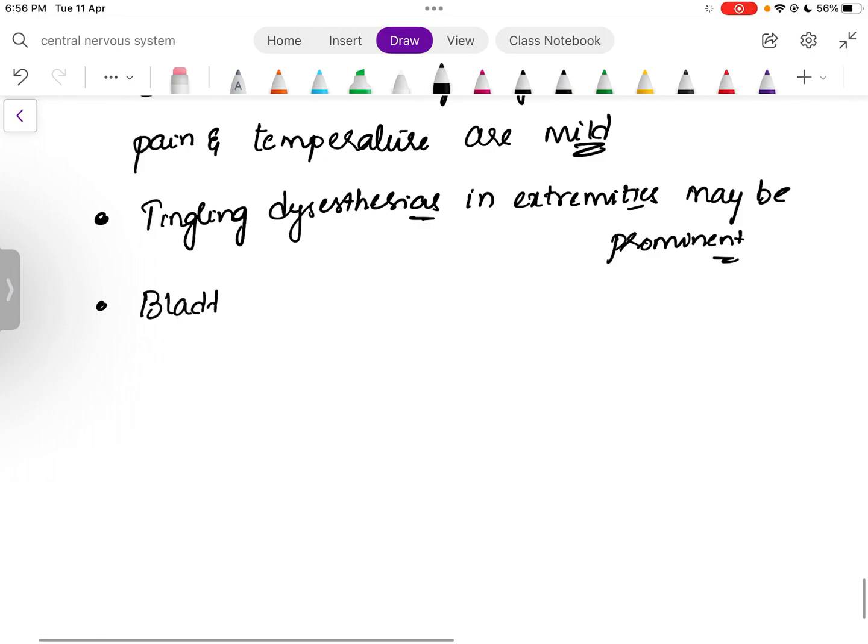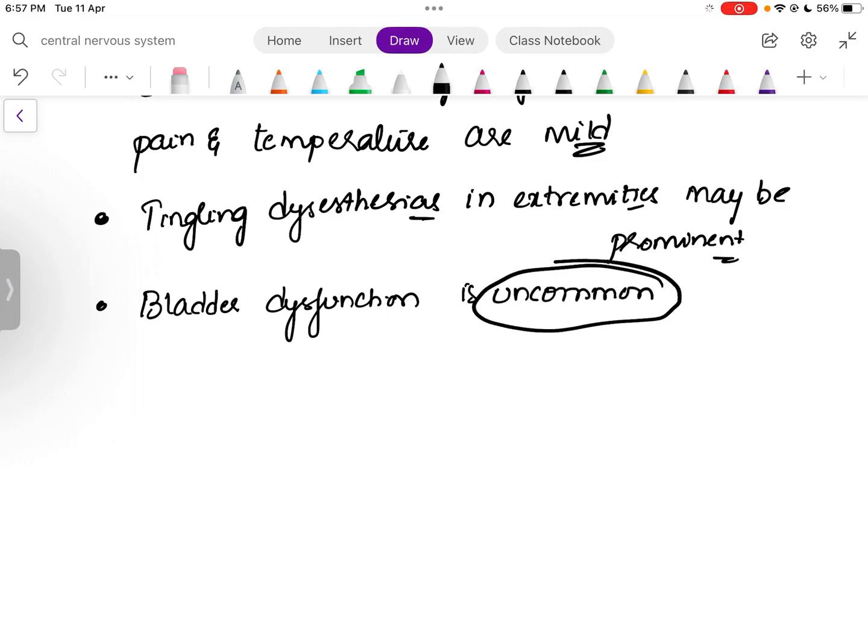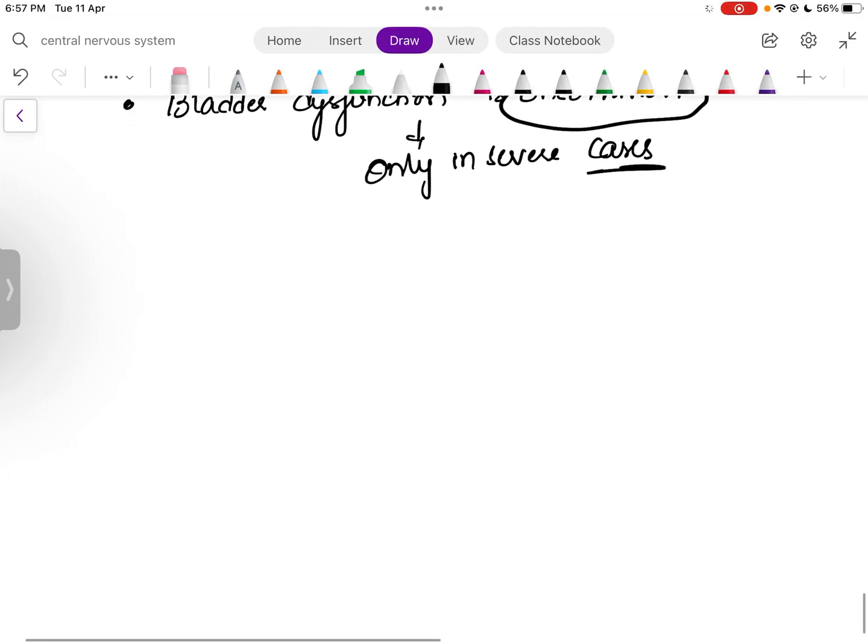And bladder dysfunction is uncommon. That is, normally it is not seen. If it is seen, that too only in severe cases. If bladder dysfunction is the prominent feature, then you have to think about other diagnoses. It can't be GBS if bladder dysfunction is a prominent feature.